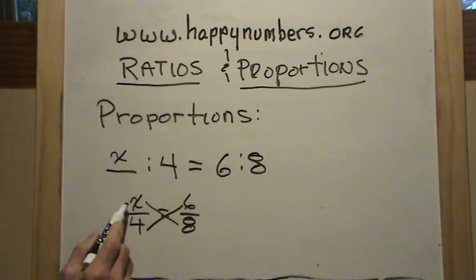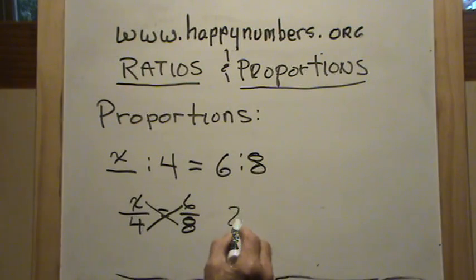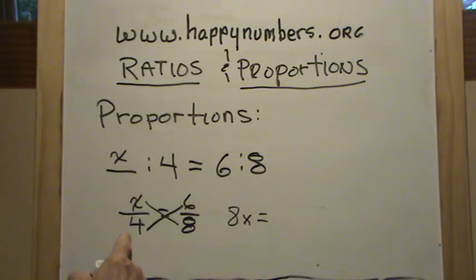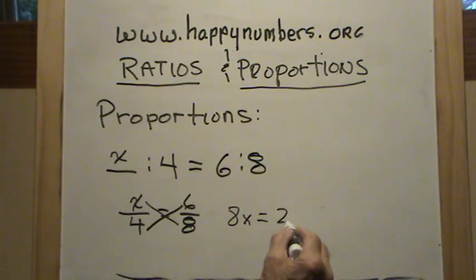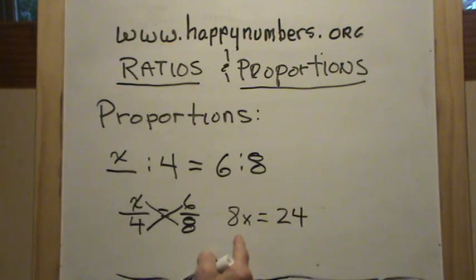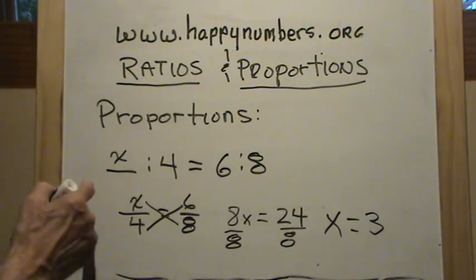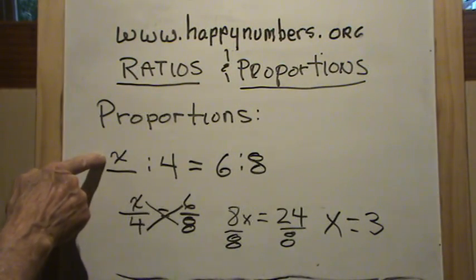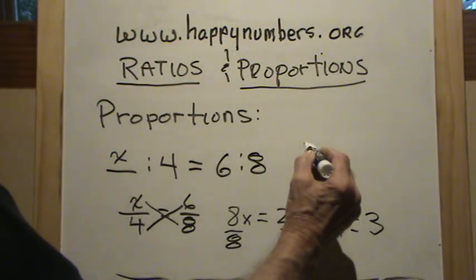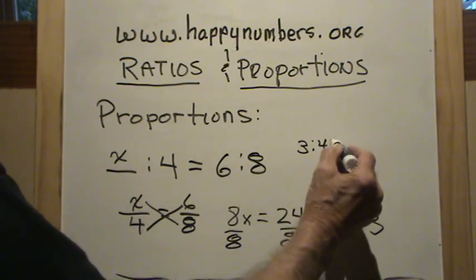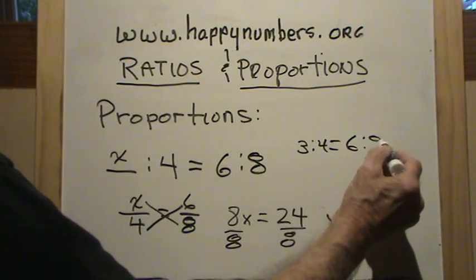So if I multiply 8 times x, I get 8x equals 4 times 6, which is 24. And now I have an equation, and this is multiplication, so I know I would divide by 8 and divide by 8, and I would get x equals 8 goes into 24 3 times. So we've solved for x, and x is 3. So our proportion now is 3 is to 4 as 6 is to 8.